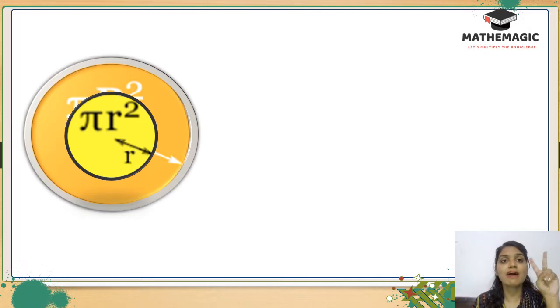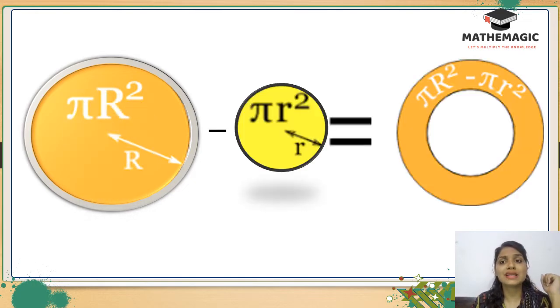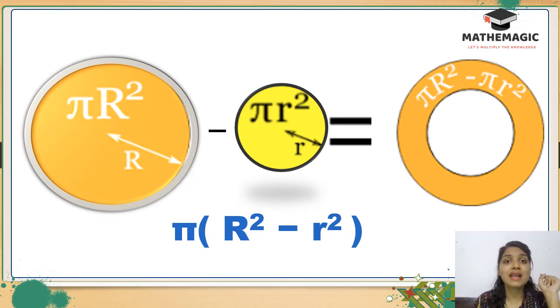As you can see here, we have two circles, one with the bigger radius and one with a smaller radius. Let's try to cut out the smaller circle from the bigger one. After taking out the smaller circle from the bigger circle, we will get the annulus, and the area for this annulus will be pi capital R square minus pi small r square. So this is the area for the annulus. Taking pi common, we have capital R square minus small r square within the bracket.